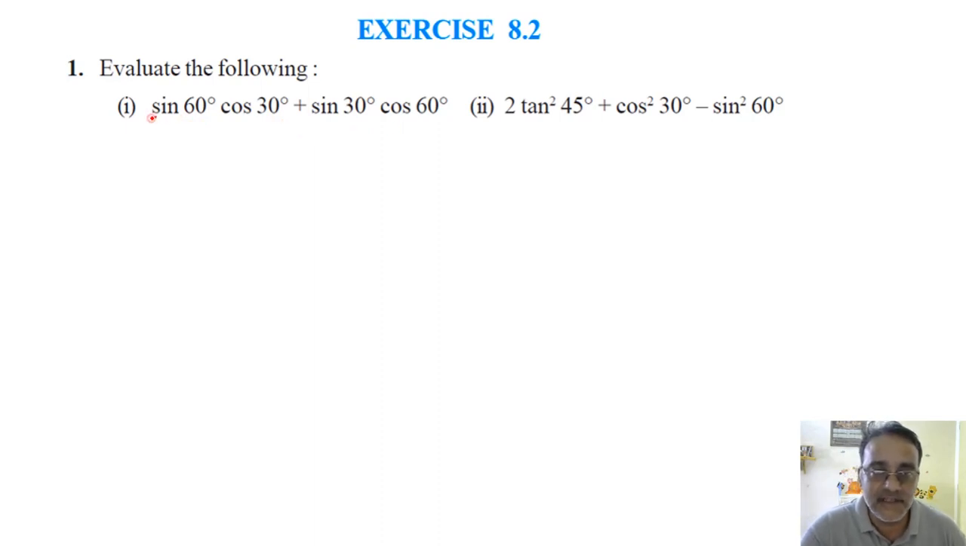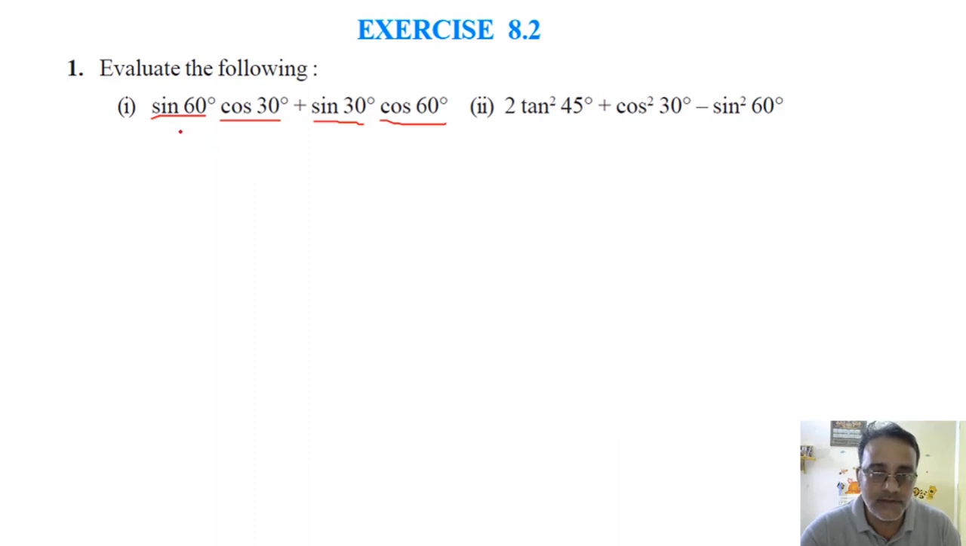What is the value of sin 60? Root 3 by 2. Cos 30 degree? Same, root 3 by 2. Sin 30 degree? Half, 1 by 2. Cos 60? Half, 1 by 2.